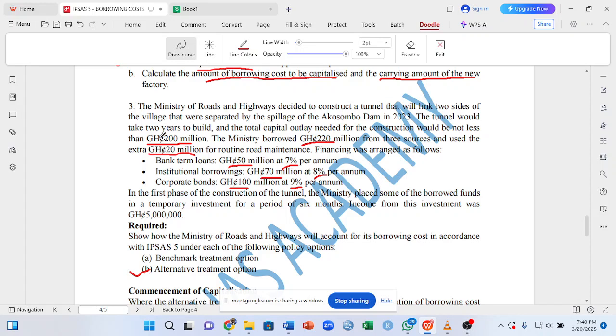Why is it specific? Okay, anyone to help? Or what do you think? Is it specific or general? Okay, so if it is going to be specific, maybe success because of the income from the investment was 500,000. Eh, so that's your justification.